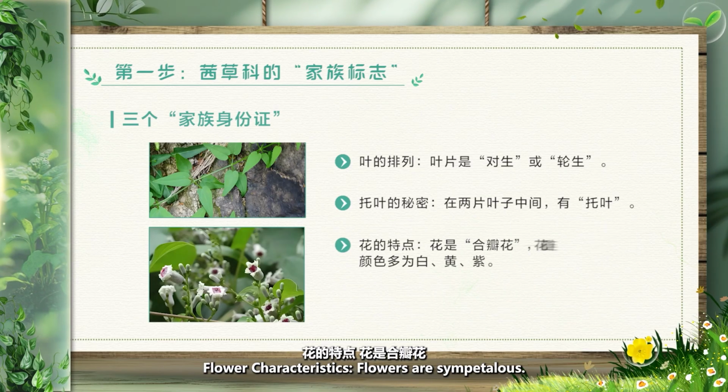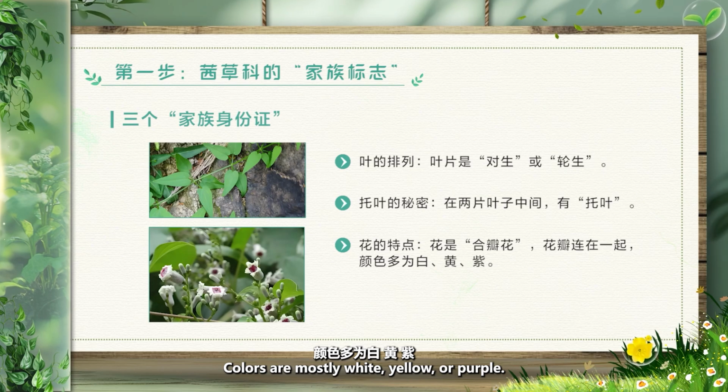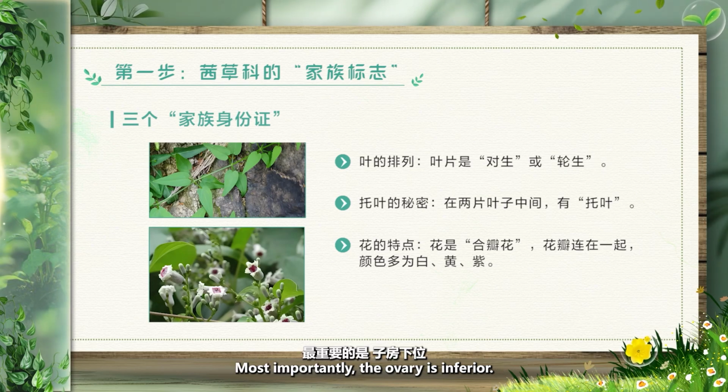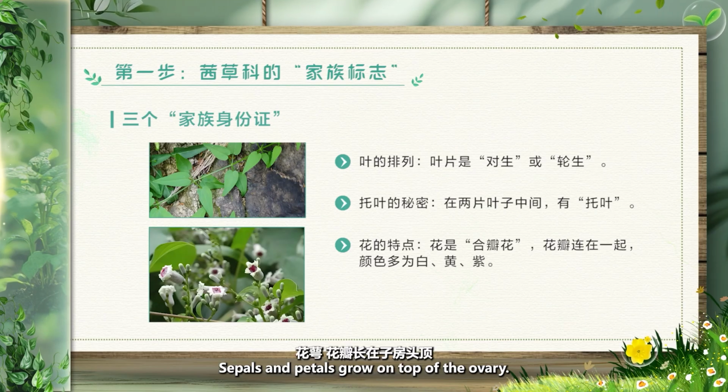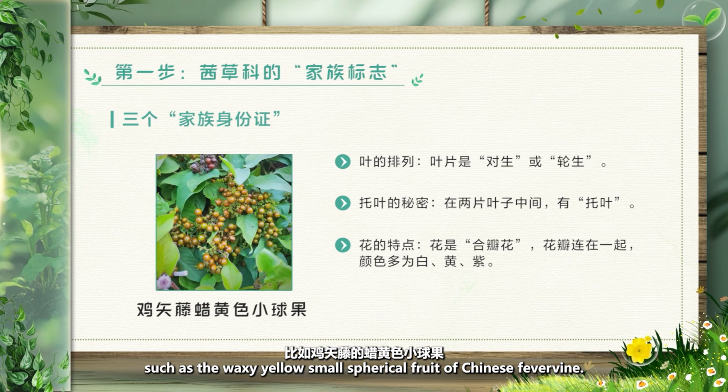Flower characteristics. Flowers are sympatalous. Petals are fused together like a small funnel or trumpet. Colors are mostly white, yellow, or purple. Most importantly, the ovary is inferior. Sepals and petals grow on top of the ovary. The fruit is a drupe, such as the waxy yellow small spherical fruit of Chinese fever vine.